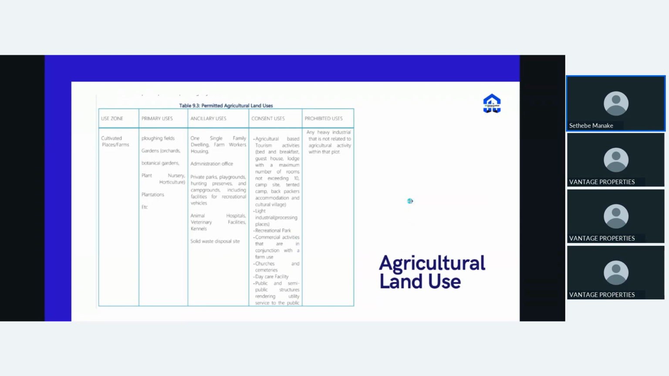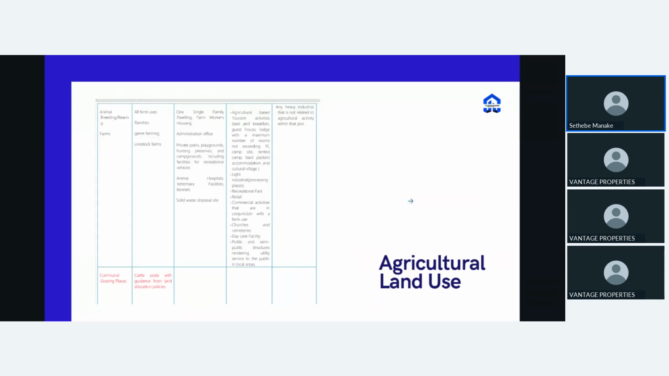In terms of UCS, finally, animal breeding farms and ranching: the key things that go on are that you need to have your animals. And then in terms of your ancillary uses, all the way down to being able to dispose of solid waste on site, these are the things you can ask for permission for, all the way down to heavy industrial. And then there are all the communal grazing places.